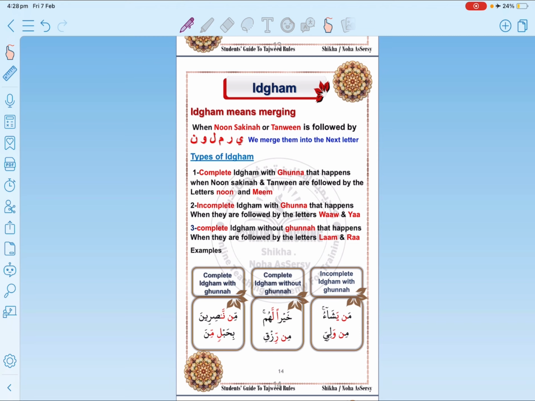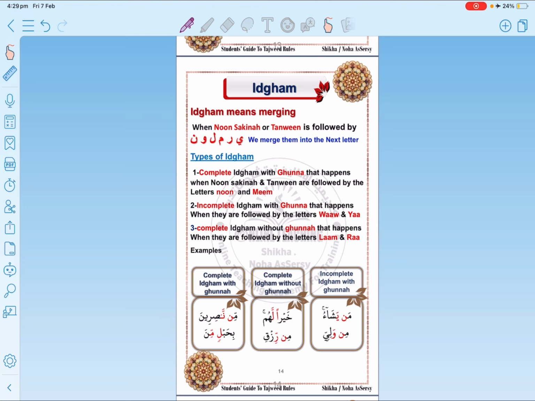What determines what rule I should use? Yes, we look at the following letter, the letter that comes after the Noon Sakina or Tanween. This decides how I say the Noon Sakina or Tanween. That's why we are studying the letters of each type. We said that Izhar, clarification, is when one of the throat letters, Hamza, Ha, Ain, Ghain, Ha, Kha, comes after Noon Sakina or Tanween. So you make the Noon Sakina or Tanween clear, done.